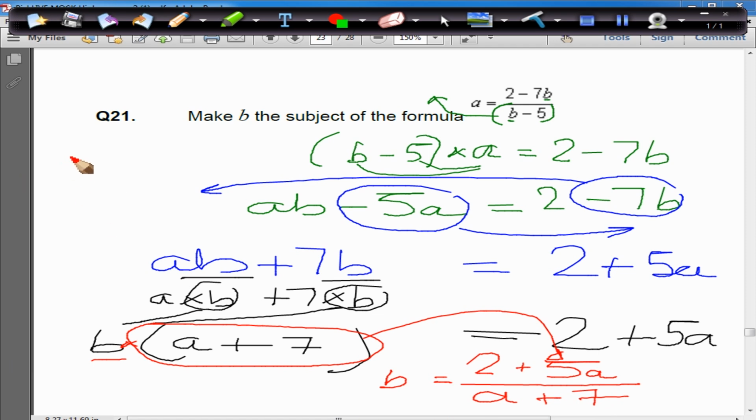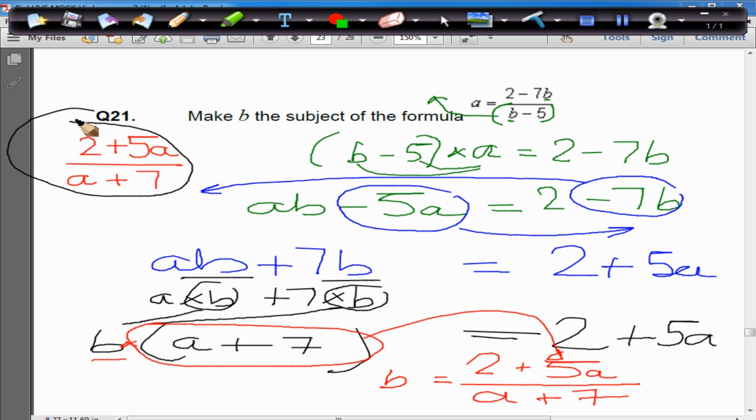I'm going to write it over here to make it a bit clearer, folks. I think it's a bit messy there. 2 add 5a. Did you get that now? Divided by a plus 7. Answer. Okay, yes?